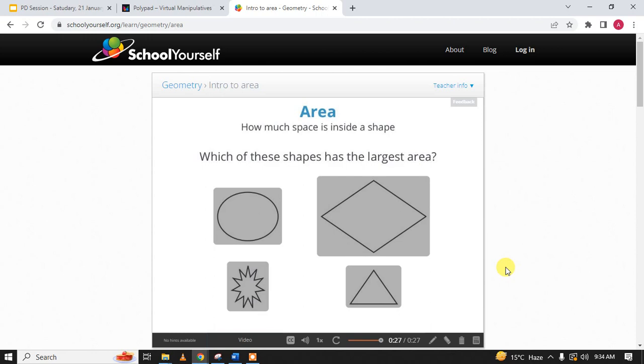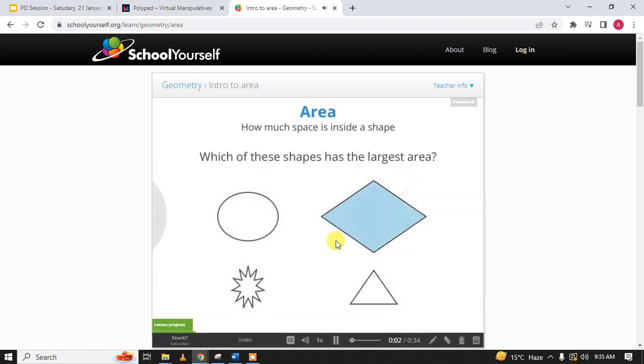Like for example, as it has asked which of these shapes has the largest area, a student can answer any of them. So you can see it will not accept the wrong answers, it will color them red, and if the student gives the right answer, it is fine.